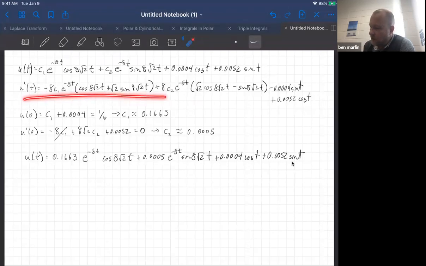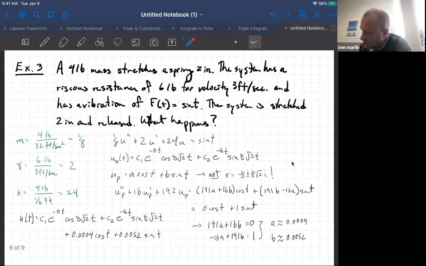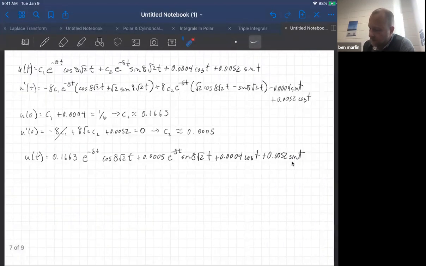And then our u sub t prime gets really messy. But once you've got those two things, you can plug in t equals 0 for u of 0. You end up with a C1 plus this 0.0004. Since that needs to be equal to 1/6, because of the setup we had here, let me jump back over here, the system was being stretched 2 units and then released. So that's where the 1/6 came from.